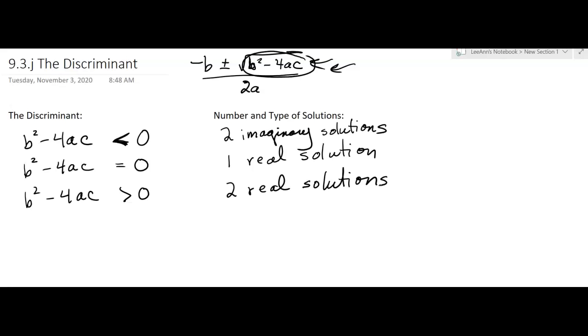Okay? Sometimes they ask us what the discriminant is and how many solutions we have and the type of solutions they are. So we didn't find the solutions. They're just asking us to use the discriminant to tell us how many and what kind of solutions they are.